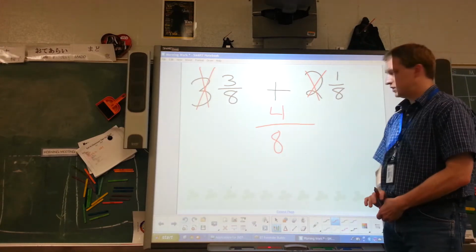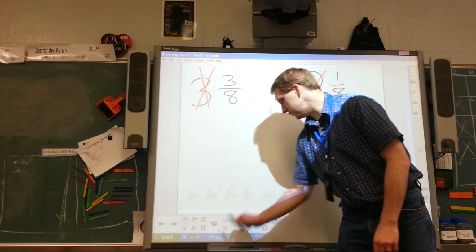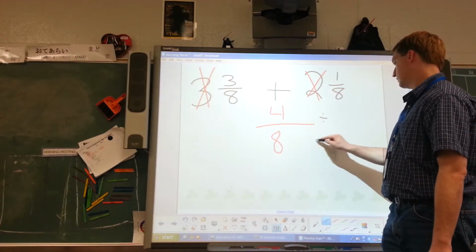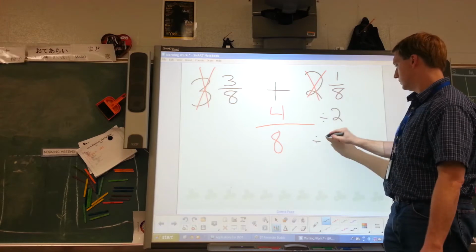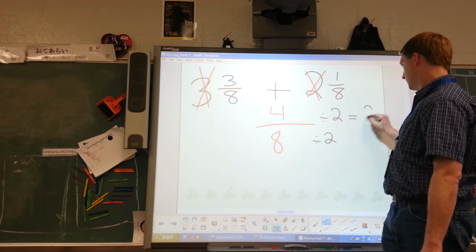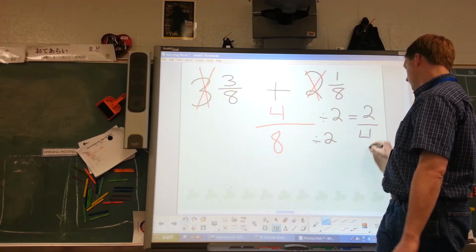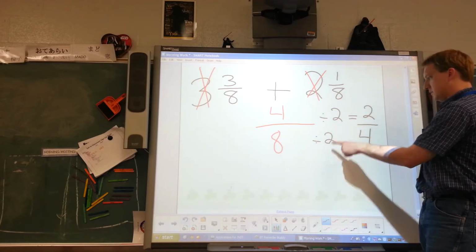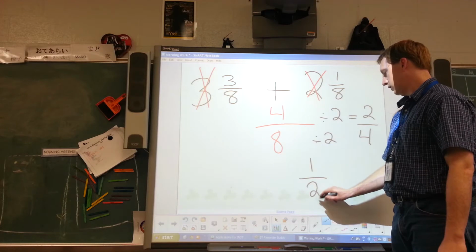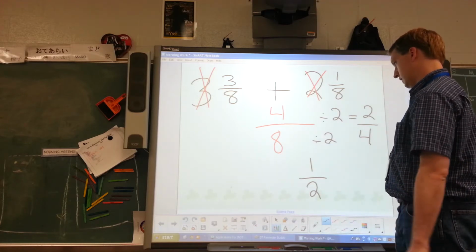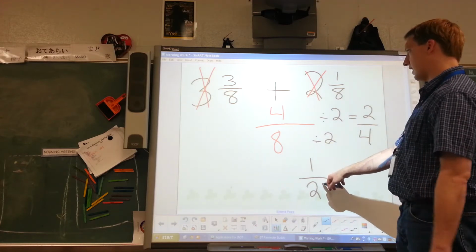4/8 reduces down because you can divide the top and bottom by 2 equals 2 over 4. And if you divide the top and bottom by 2 again, you get 1 over 2. Okay, so that's a half.